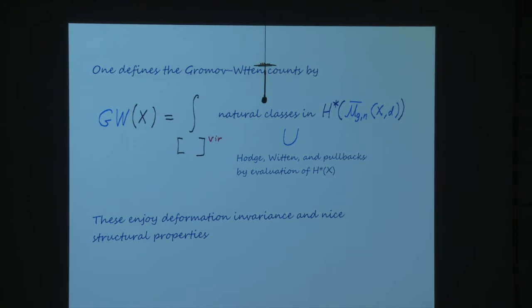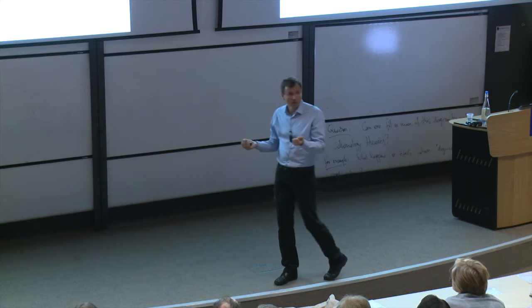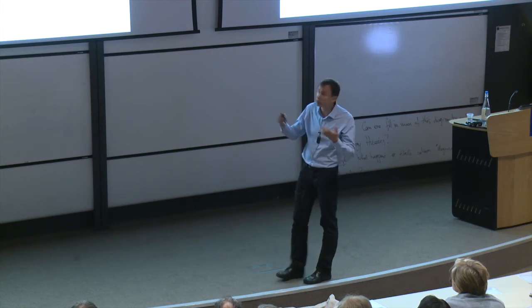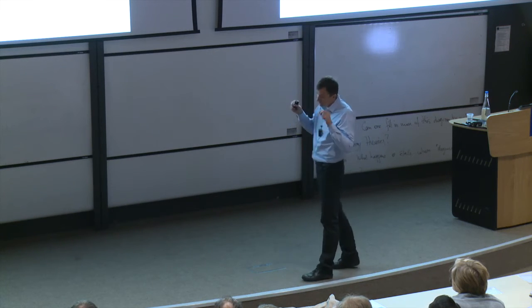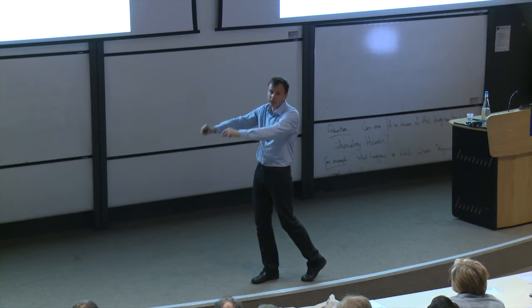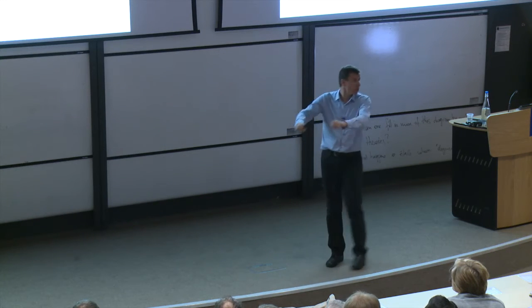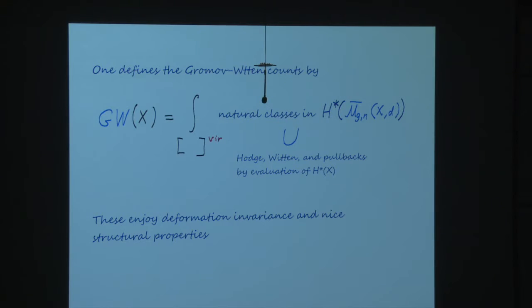The ones we had: these Witten-type divisors, the Chern classes of the Hodge bundle. And also, since we have a map to X, we can pull back by evaluation any cohomology class from X itself. That gets you more classes. These enjoy very nice structural properties, and in particular deformation invariance. This is why they are sometimes called Gromov-Witten invariants.